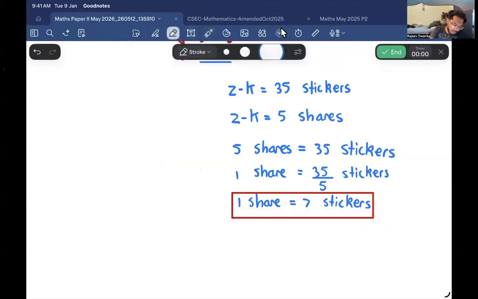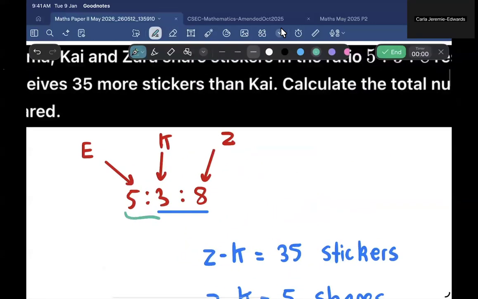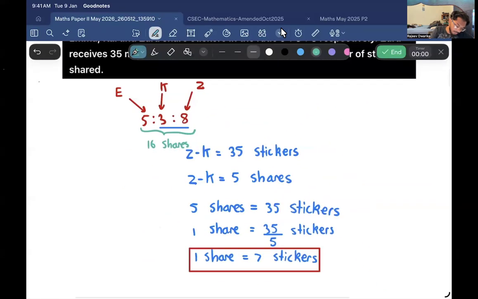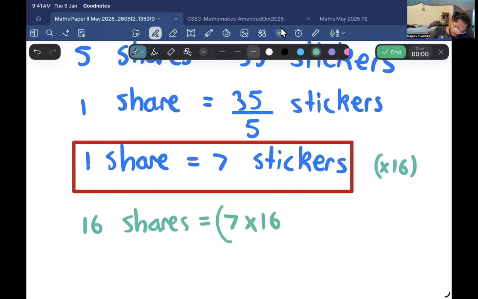If it's confusing you, look at it more carefully here. Altogether, we have 16 shares. So that's what we're trying to find for. If I know 1 share is 7 stickers, then I'll multiply both sides by 16 to find for 16 shares, which is the total. So I'll say 7 by 16, and that would tell me the total number of stickers. What's 7 by 16, guys?